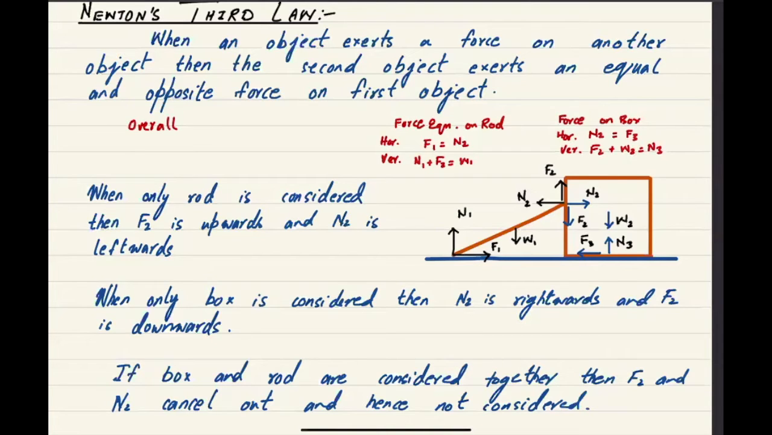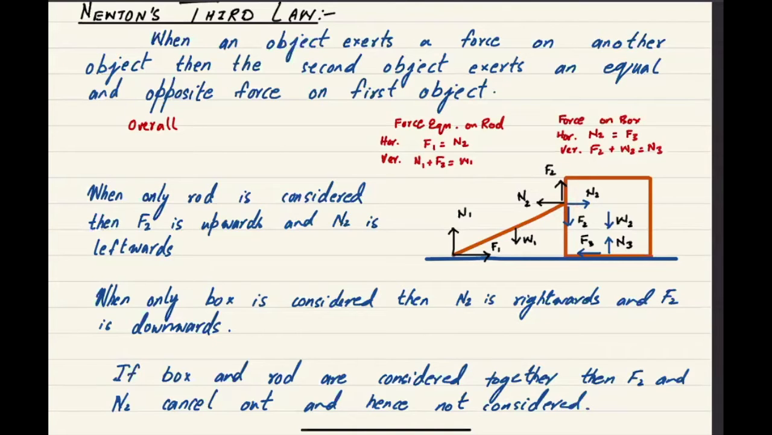That is, you consider the rod and the box together. When you consider the rod and the box together, then N2 will cancel out with each other and F2 will cancel out with each other. So when we are considering the overall system, we will ignore these two forces, because the resultant of these four forces would be equal to 0. Even if you make a horizontal force equation and you put plus N2 and then minus N2, it will definitely cancel out. So you don't need to put these equations.